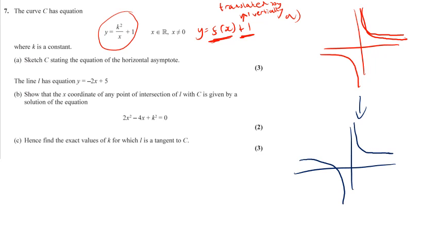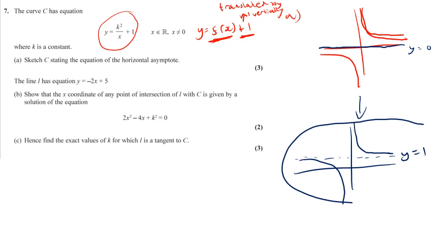So my original graph had an asymptote here, which is the line y equals 0. So my new curve has got an asymptote at y equals 1. And so that's all you needed to get for part A.